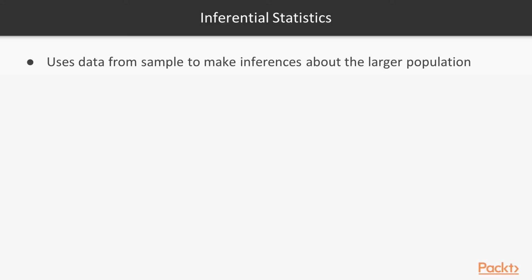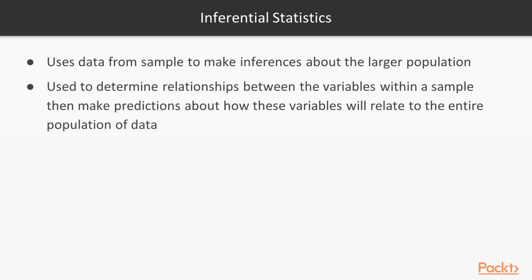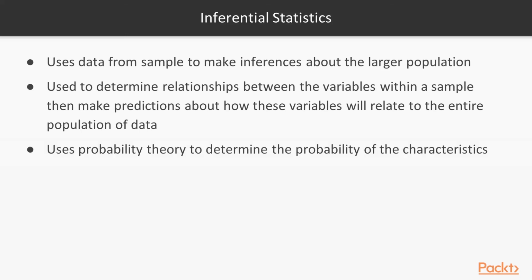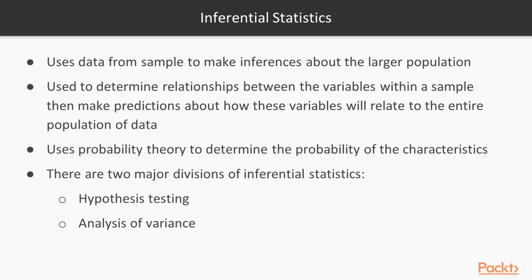Inferential statistics uses data from a sample to make inferences about the larger population from which the sample was obtained. It is used to determine relationships between the variables within a sample and then make predictions about how these variables will relate to the entire population of data. Inferential statistics uses probability theory to determine the probability of the characteristics of the sample. There are two major divisions of inferential statistics: hypothesis testing and analysis of variance, which we will look at in our further sections.